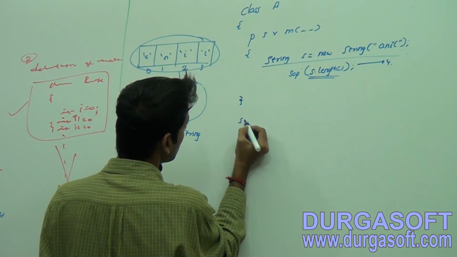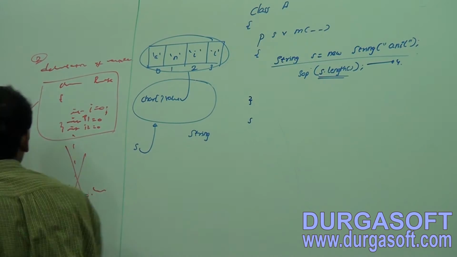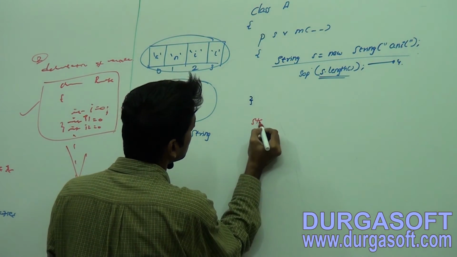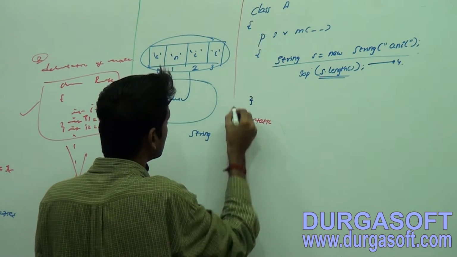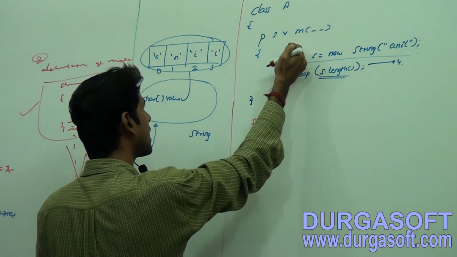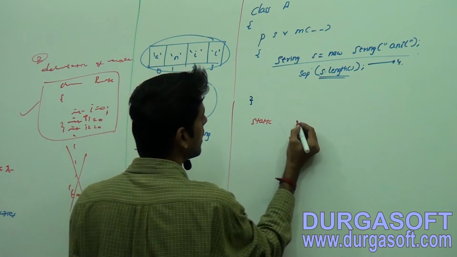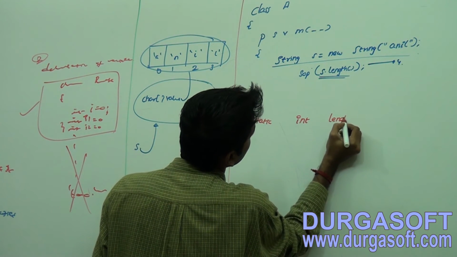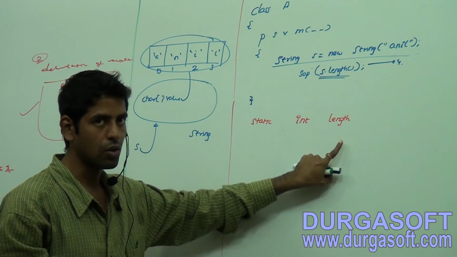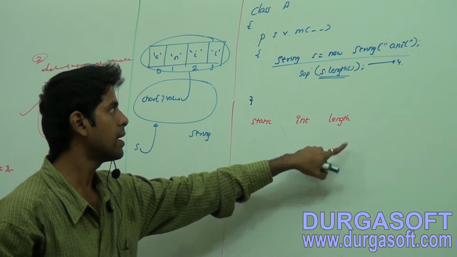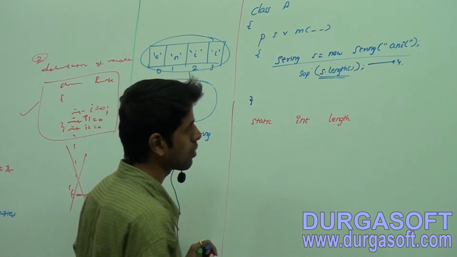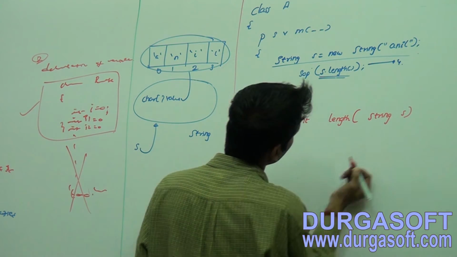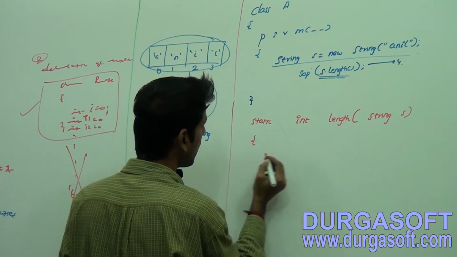Now write one static method. Why static method? Simple thing, to access that one within the static main method. Okay, static, let it be return type int, let it be length method. Observe here, don't get confused with this length method and with this length method. Okay, now as an argument use string. Getting? Use a string.